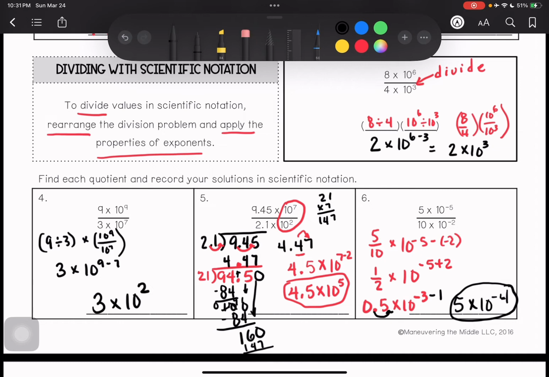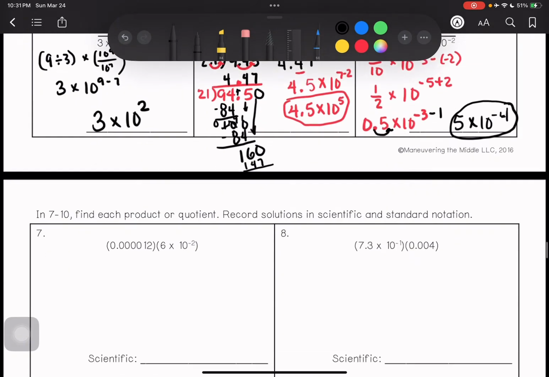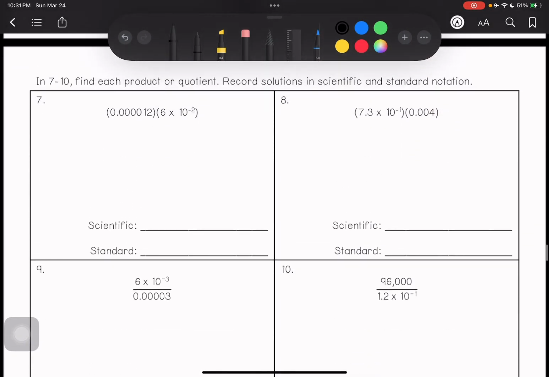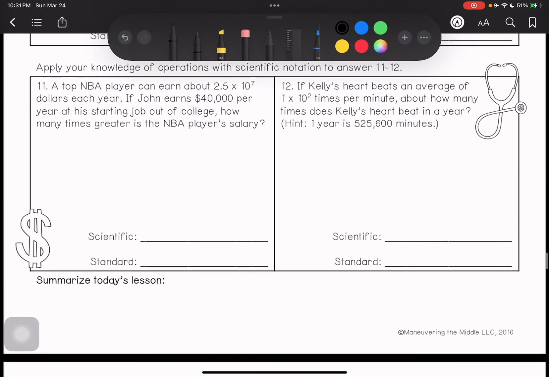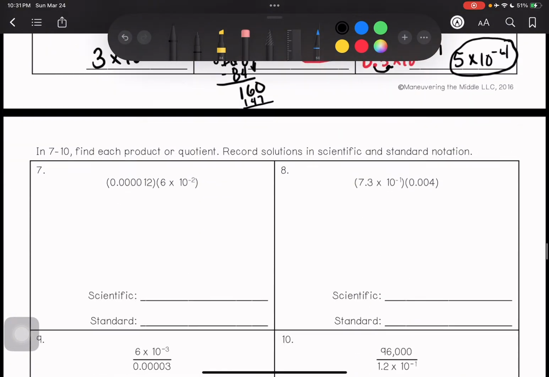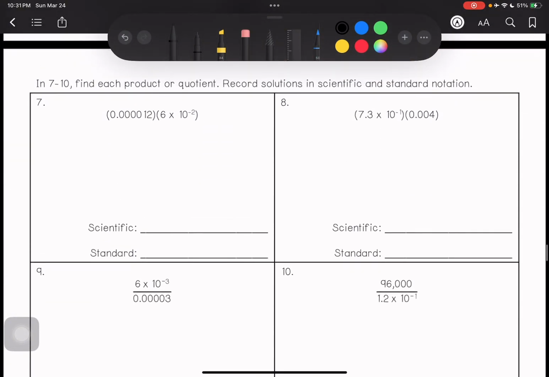All right, I hope you don't have any questions about the first page. Let's look at the second page. Numbers 7 through 12 is what we're working on now. For 7 through 10, we're going to find the product or the quotient and record our solutions in scientific notation and standard notation. Okay.